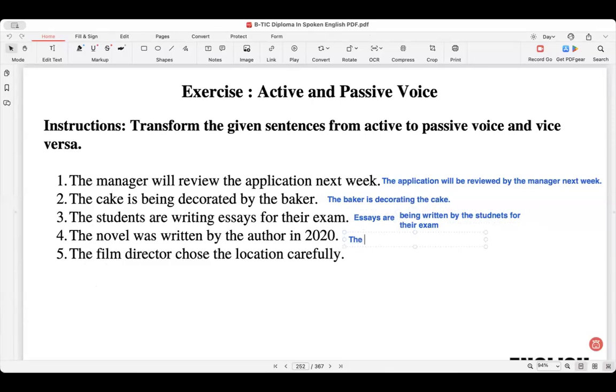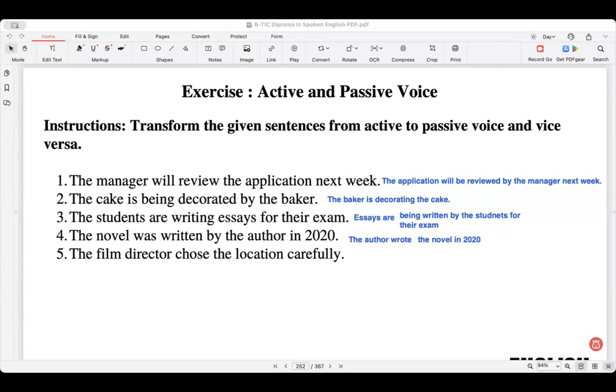The novel was written by the author. Was is all in the passive form, right? When you go to the active, do you write was? No. The author wrote the novel in 2020.